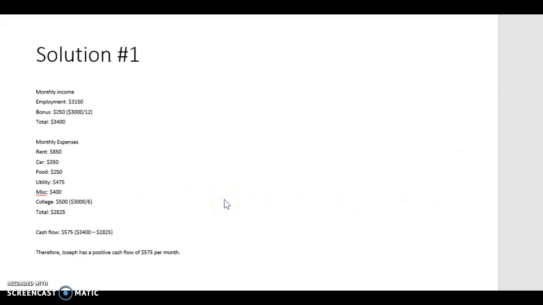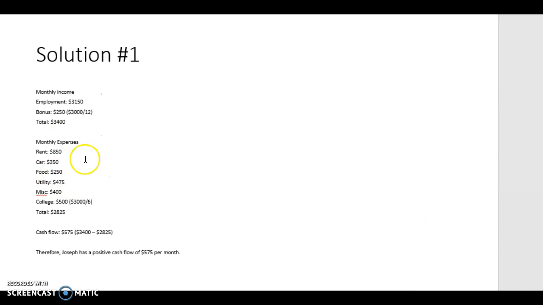Alright, so the solution, well, we're just going to take his monthly income, which is $3,150 from employment and $250 from his bonus. Remember, his bonus was an annual bonus. So in order to find out the monthly amount, we divide that by 12 months to get the $250. So that's a total of around $3,400 per month that he can spend on his expenses.